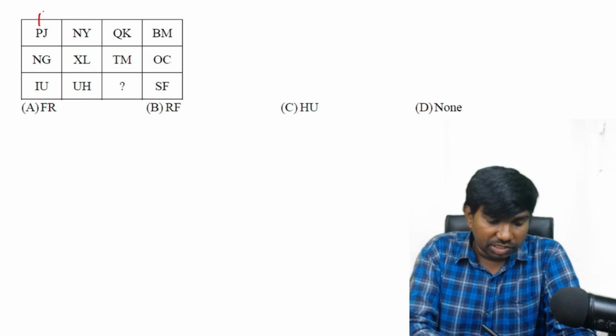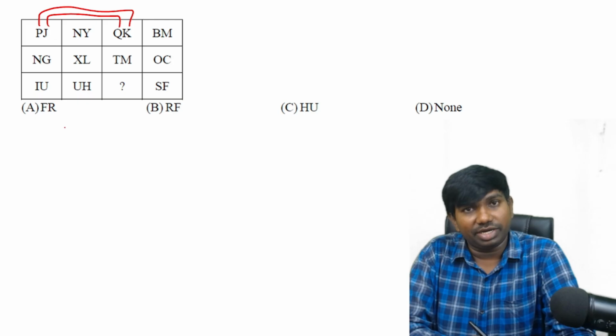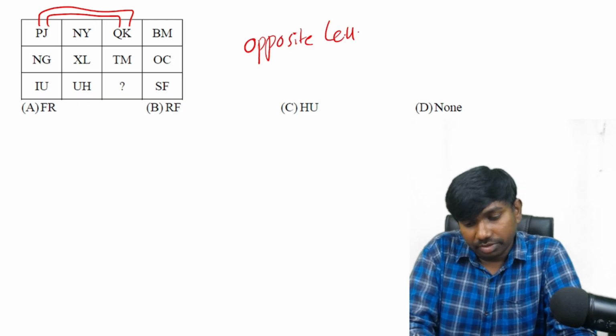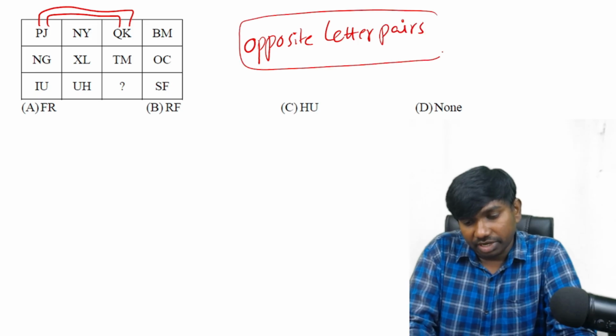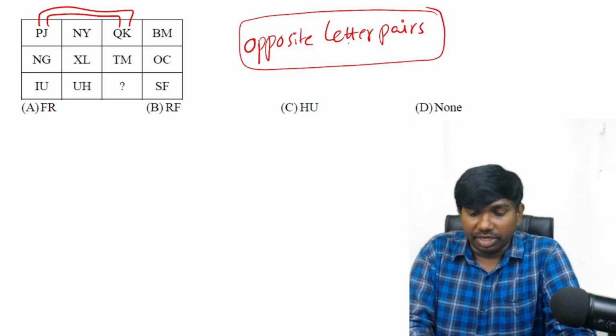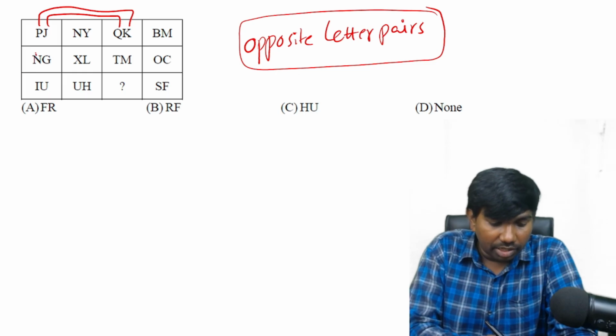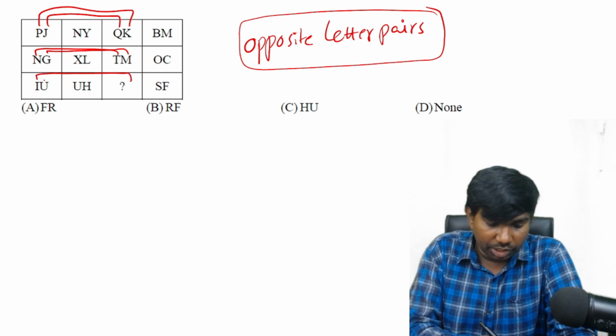So observe these two letters P and K, J and Q. How are they related? Yes, they are opposite letter pairs. Nothing but the letters, a pair of letters whose positions are the same from either side. From forward and backward, they are in the same place. Similarly, N and M and G and T. So that means our answer must be I's opposite letter in the second place, and U's opposite letter in the first place.